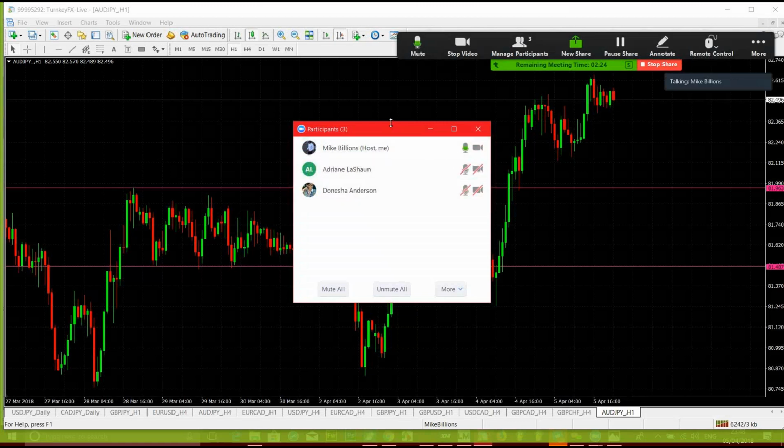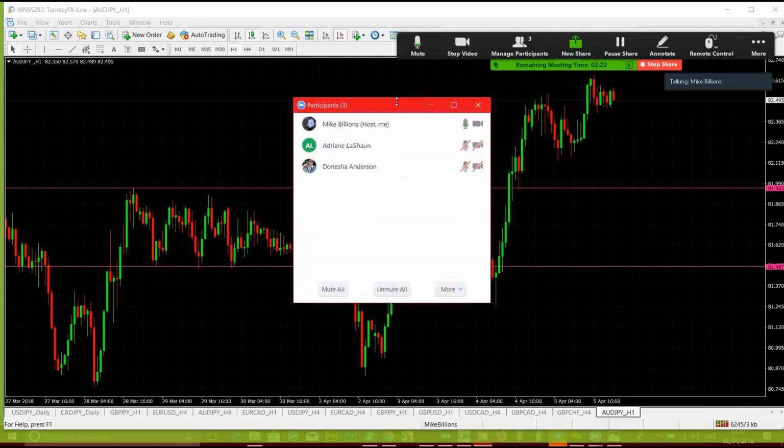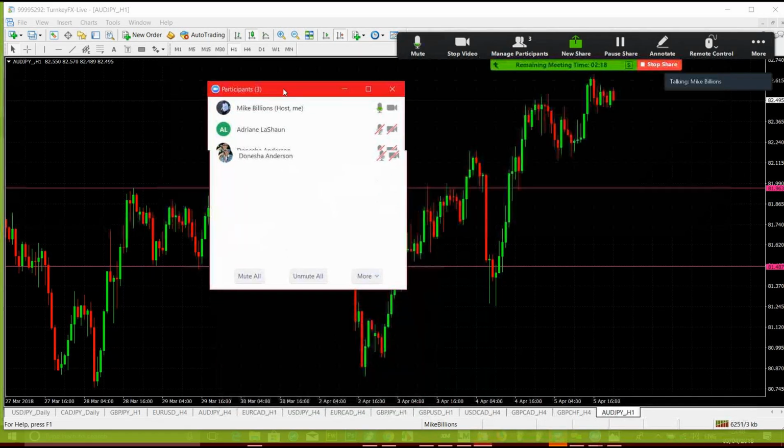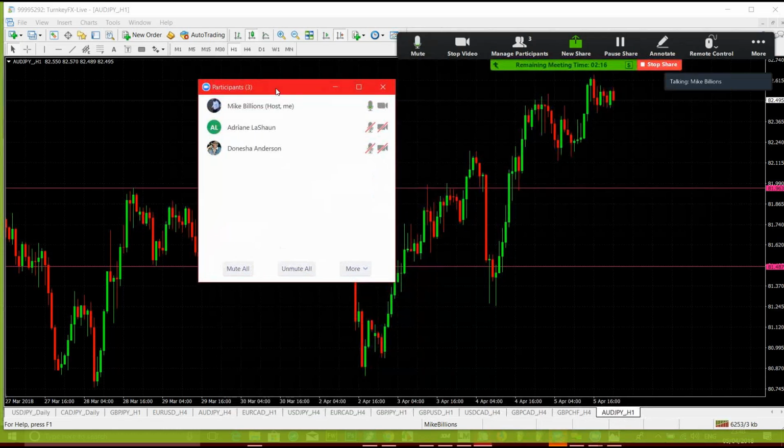Okay, but on the idea of confluences and what have you, it's not really a problem. Market structure. I know you tend to trade supply and demand more than the other ones, right?